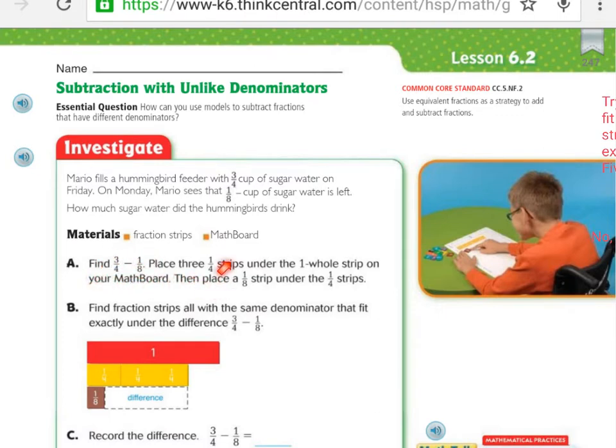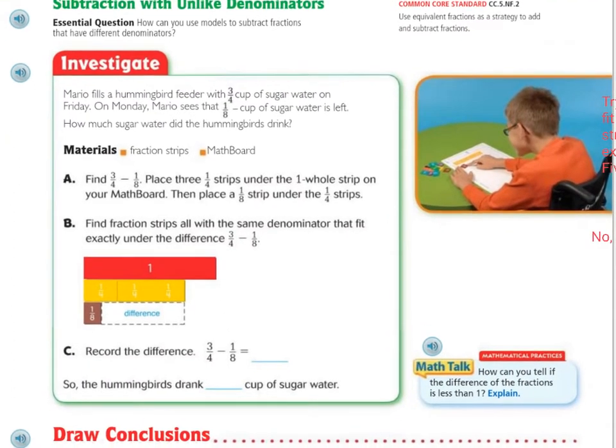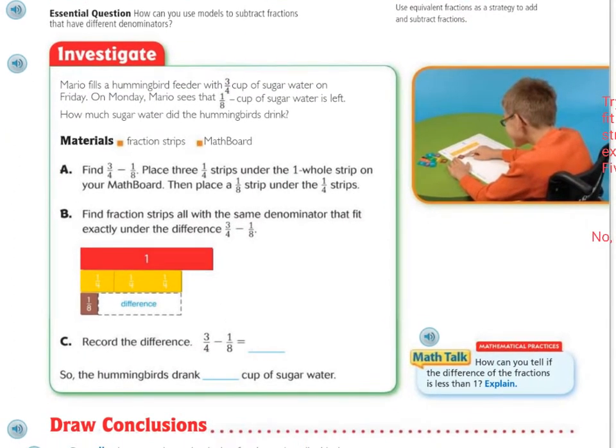So first we're going to place the 1/4 strip under the whole strip on your math board. So here's my 1/4 strip, or my whole, and then I'm going to place the 1/8 strip under the quarter strip. Let me move this up a little bit so you can actually see that. There we go. All right. So I'm going to find the fraction strips. So I have 3/4. So 1, 2, 3/4. Then I'm going to put my 1/8 underneath of it. This little space right here is going to be the difference.